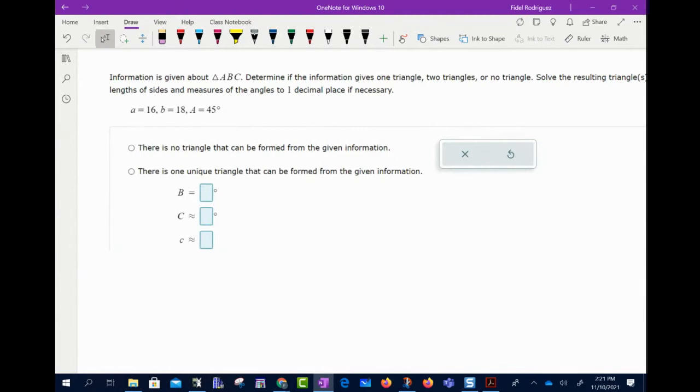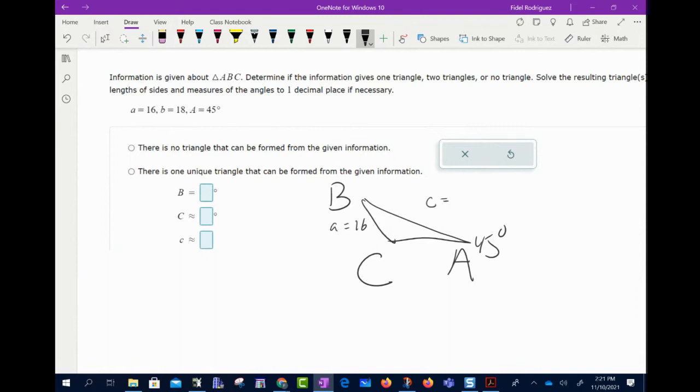Let's see what we got here. We have little a, little b, and angle A. So I'm just going to draw a triangle. I don't know what it's going to look like, y'all, but something like that. We know that big angle A is 45 degrees. I have no idea what the angle B is, what the angle C is, or what the little side c is equal to. But we do know that little a is 16 and that little b is equal to 18, not degrees.